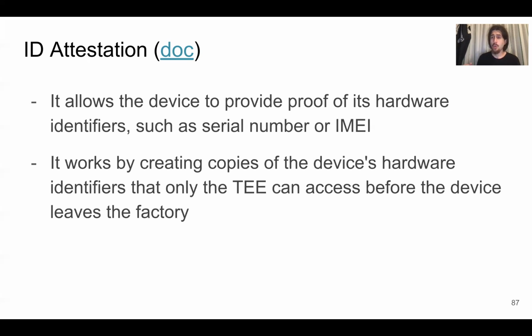The idea is that once the phone is produced, there are copies of the device hardware identifiers that only the TE can access before the device leaves the factory. So before the device leaves the factory, they actually code this information in hardware, and this information is only accessible by the TE. The IMEI is replicated somewhere else, so normal applications can access it without big problems, but there is a copy of the real IMEI somewhere accessible by trust zone.